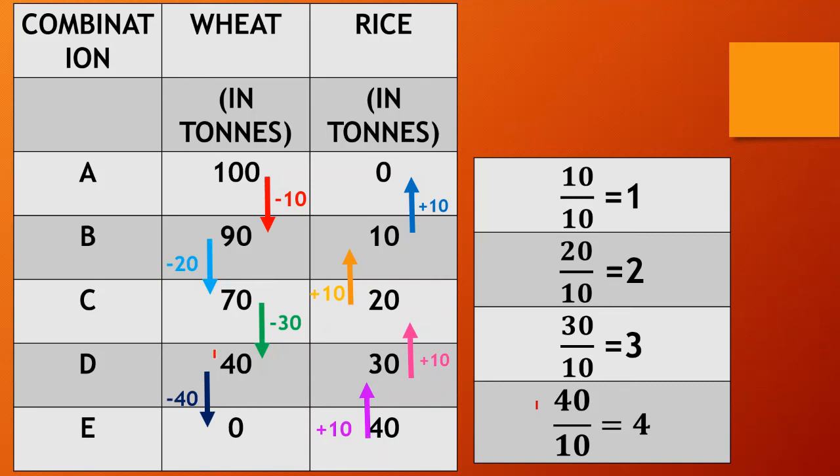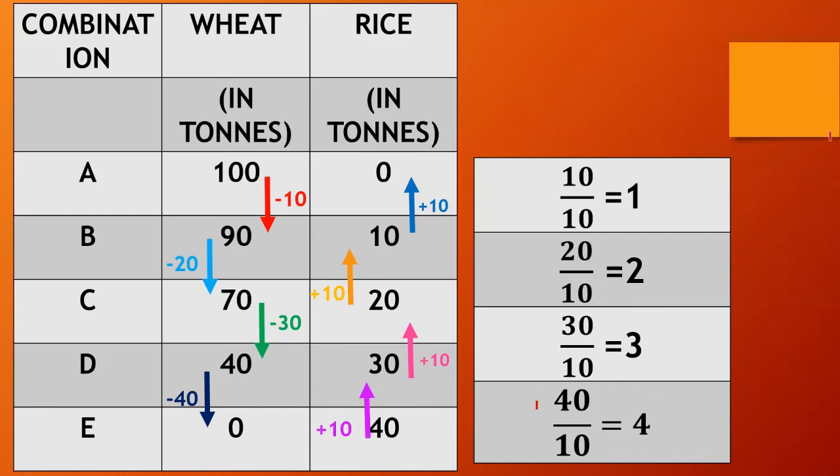Similarly, the marginal opportunity cost from C to D is delta y upon delta x. Again, delta y is loss in output. So 70 minus 40 is 30, and gain in output is 30 minus 20, 10, which is equal to 3. Similarly, marginal opportunity cost from D to E: it is 40 minus 0, that is 40, and gain in output is 40 minus 30, that is 10. 40 upon 10 is equal to 4.